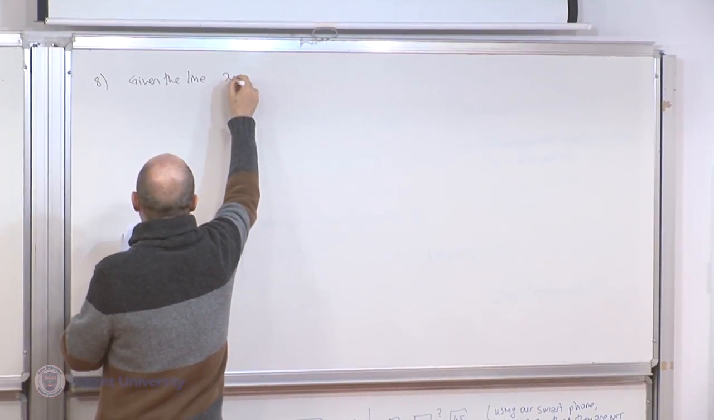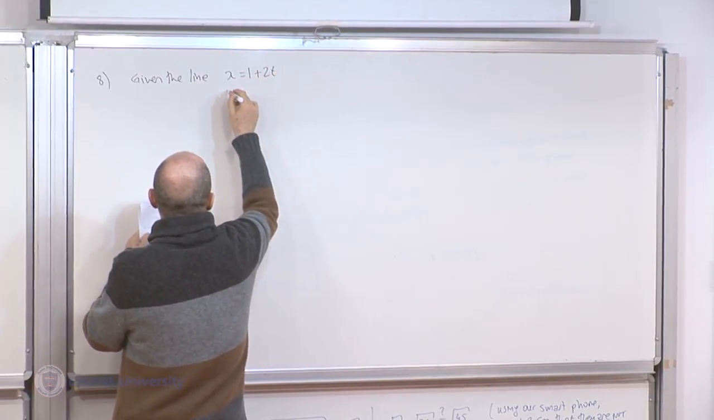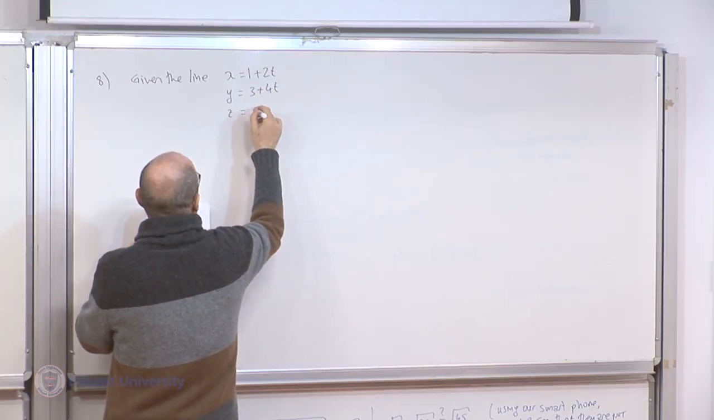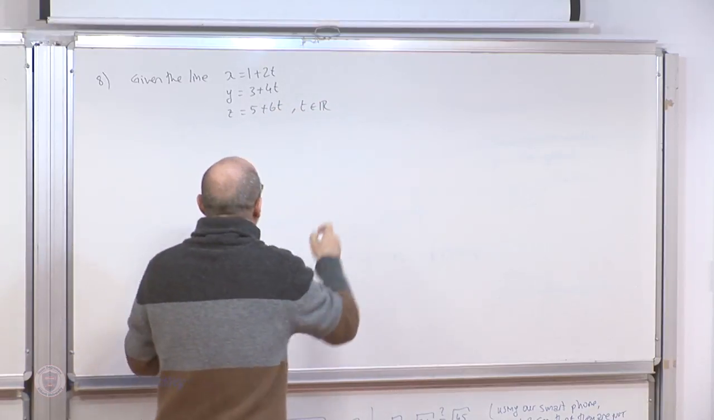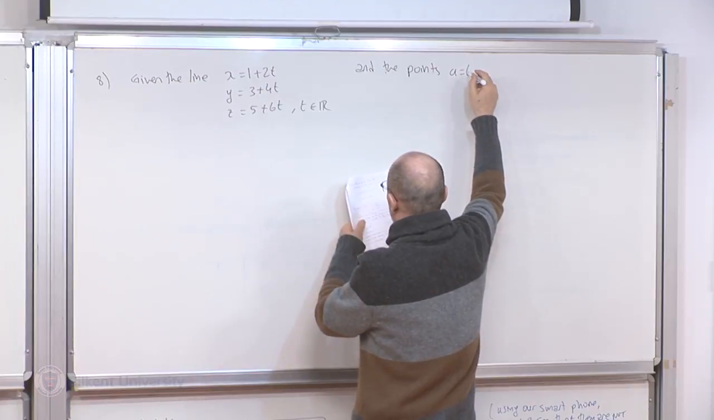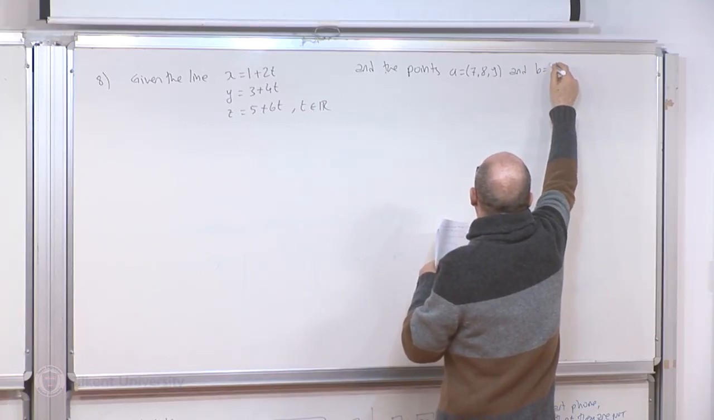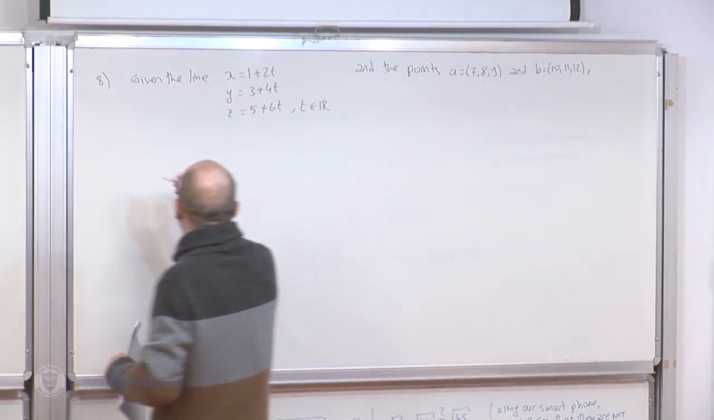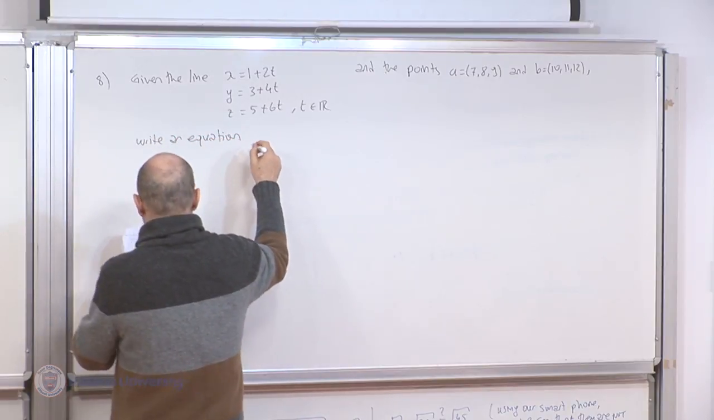So the line is given with this expression: x equals 1 plus 2t, y equals 3 plus 4t, z equals 5 plus 6t, where t is a free real variable, and the points A equals (7, 8, 9) and B equals (10, 11, 12). Okay, given this information, write an equation of the plane.